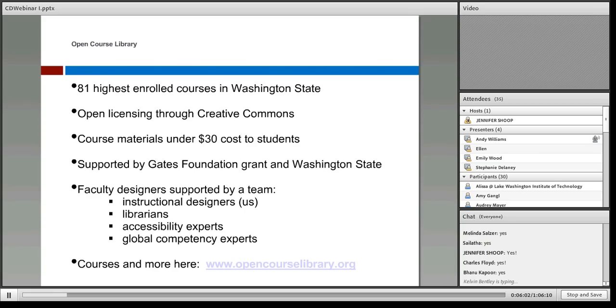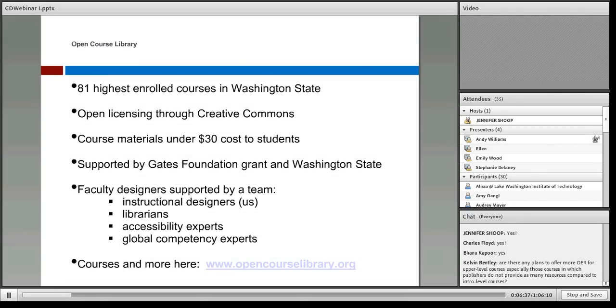We used a modified Quality Matters rubric when evaluating these courses, and they also had to meet accessibility and global education standards. As instructional designers, we applied the Quality Matters rubric in a modified form to the courses to make sure that alignments between objectives, assessments, learning materials, and resources were being met, and we also acted as project managers.